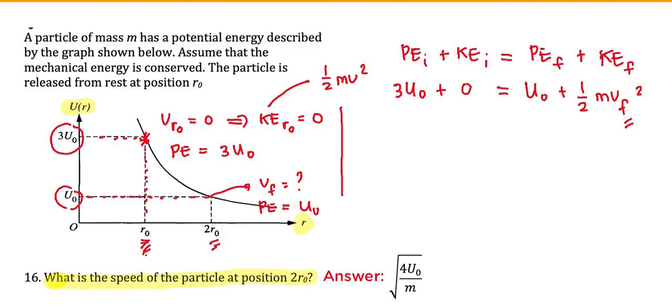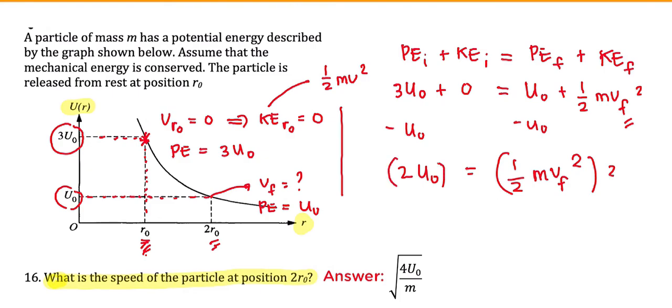So let's manipulate this equation. Simplifying this, we have 3 U0 on the left side of the equation and a U0 on the right side of the equation, so minus U0. Let me just remove these underlines so it doesn't confuse you. That would give us 2 U0 is equal to 1/2 m vf squared. Now I'm going to multiply both sides by 2. So that gives me 4 U0 is equal to m vf squared.